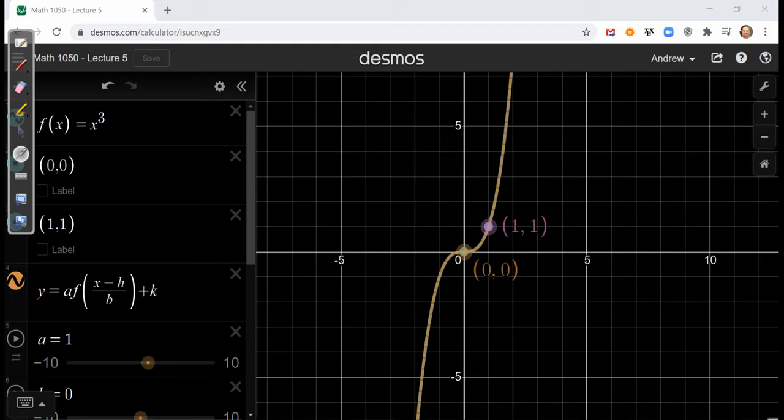Don't worry about the function x cubed too much. It's a good toy to play with right now. And what we're going to do is I'm going to start showing you how these transformations affect this graph here.